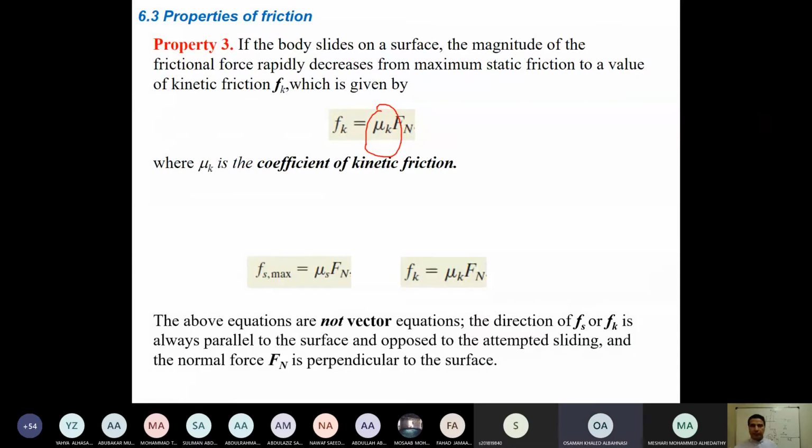These are the two equations. You are seeing them side by side, and here I'm again trying to emphasize these are not vector equations, because the directions of Fs and Fk are opposite to the applied force, but the normal force is perpendicular to the surface. So we should be careful about saying things like that for vectors.